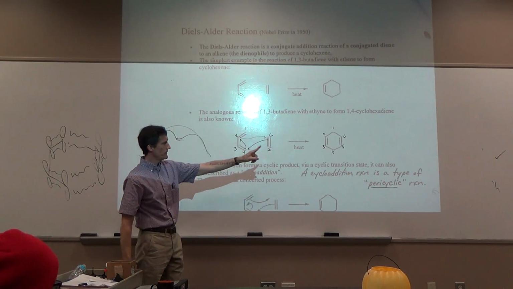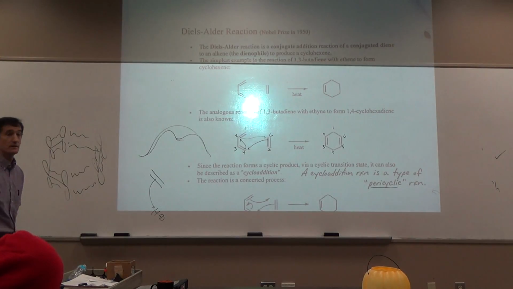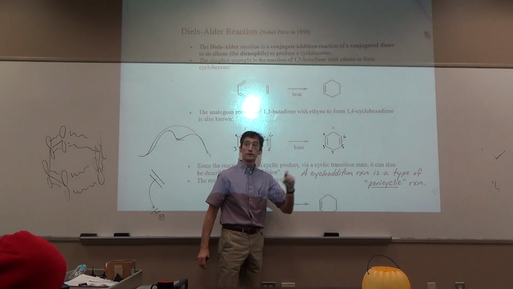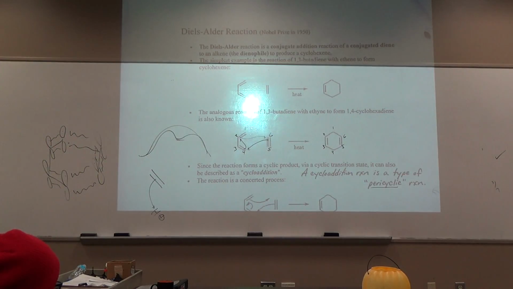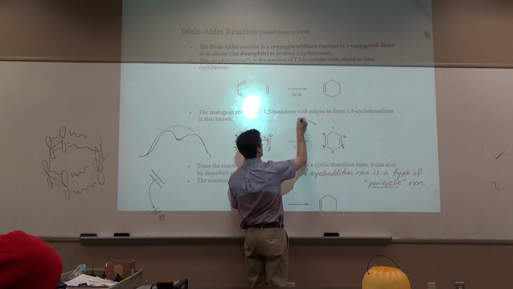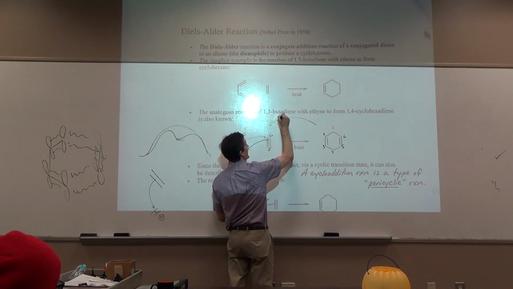Is this reaction favored by entropy? Two molecules reacting to give one. Is that favored by entropy? No, not favored by entropy. Actually, the reverse is favored by entropy. By the way, the reverse is called what? A retro.